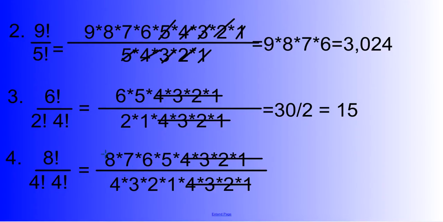I noticed that 8 in the numerator is really just the same as 4 times 2 in the denominator. So 4 times 2 is 8. I can cancel those out. The 4 and the 2 cancel out with the 8. I notice that in the numerator then, I'm left with 7 times 6 times 5.